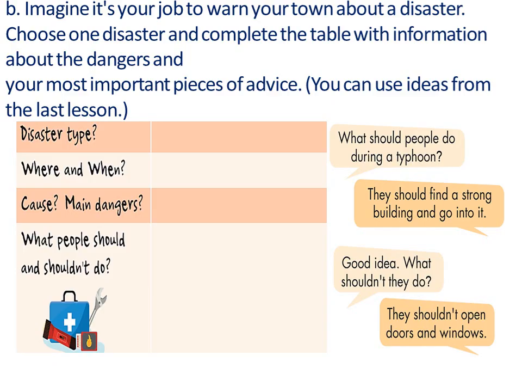First of all, you can talk about the disaster type, for example, typhoon, flood, or drought, and so on. The second, we can talk about where and when. And the third, we talk about the cause, main dangers, and instructions. You can talk about what people should and shouldn't do in this situation. Okay, just for example, you see.